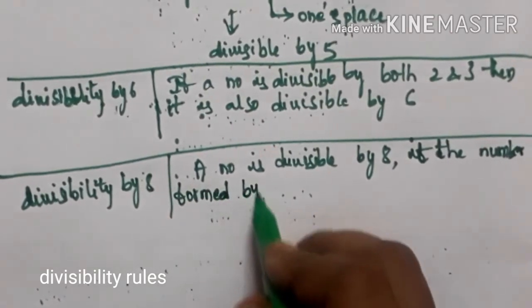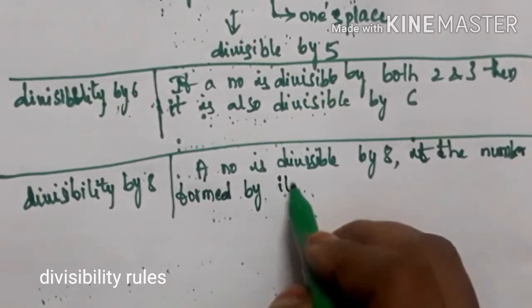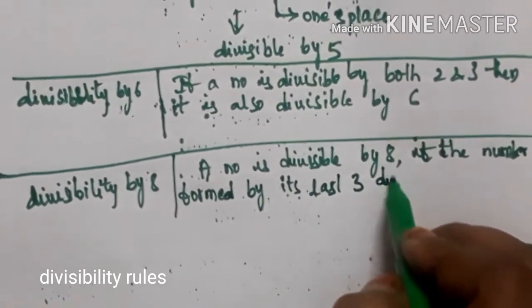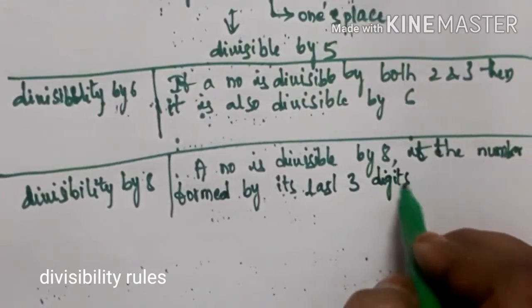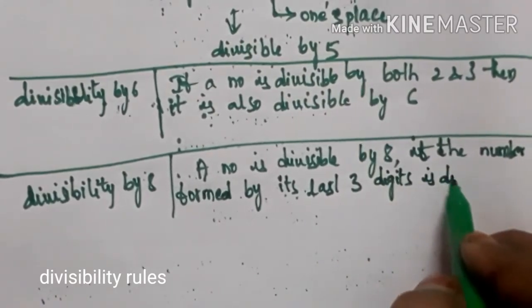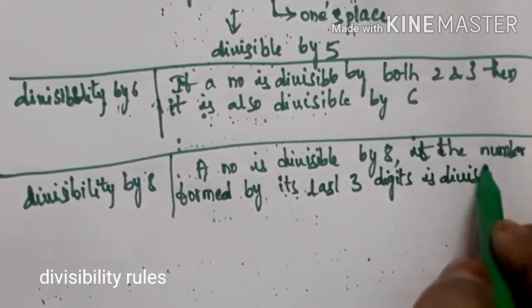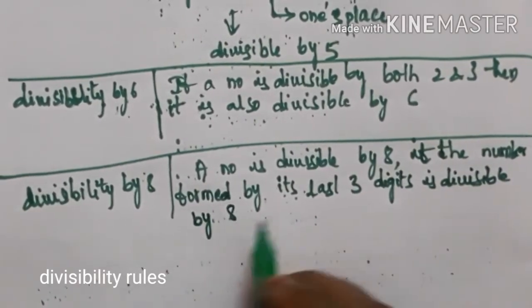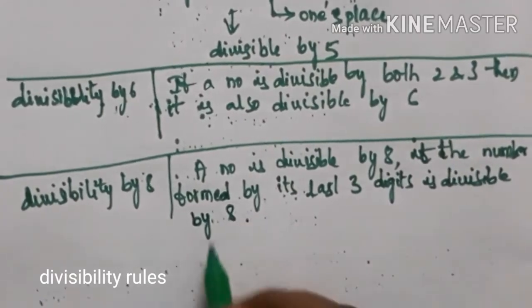So first of all you need to take the last 3 digits and you have to perform the actual division. Then if you are getting 0 as remainder, it will be divisible by 8, otherwise it won't be divisible by 8. Let us take one example.